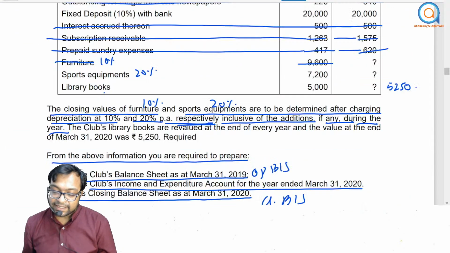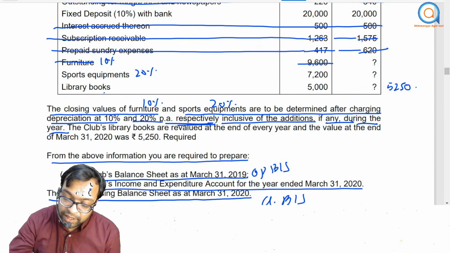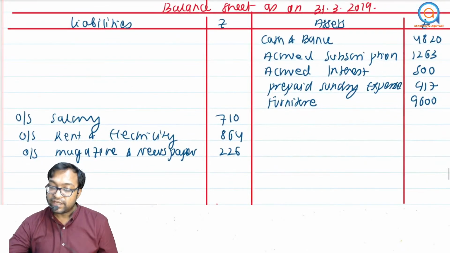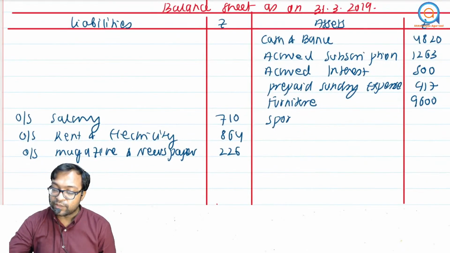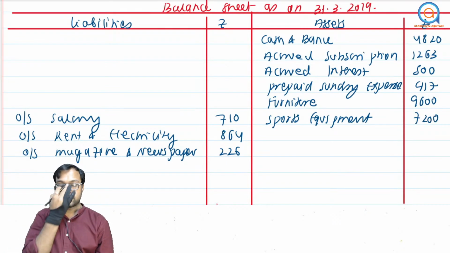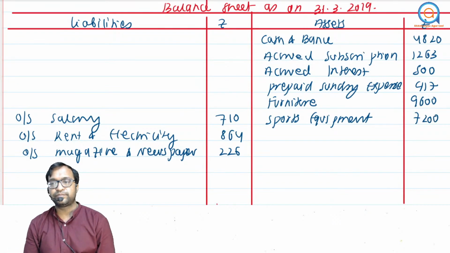Now the next asset I can see is sports equipment. Opening balance is 7200. Go to the opening balance sheet and write sports equipment 7200. Yes sir, 7200. Correct now?